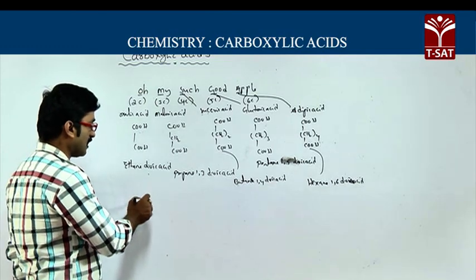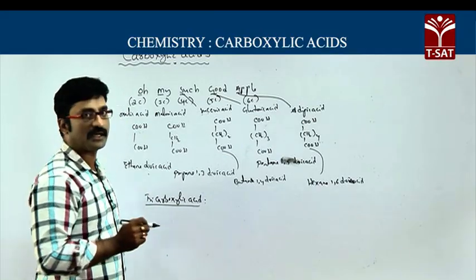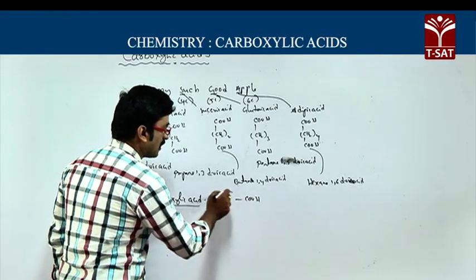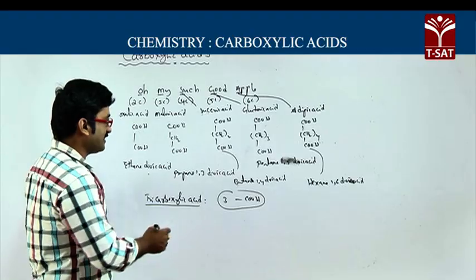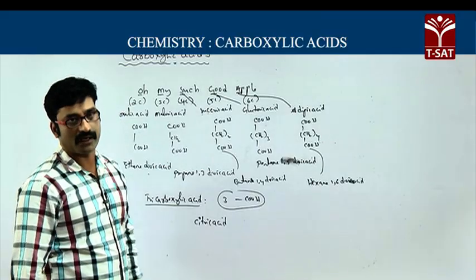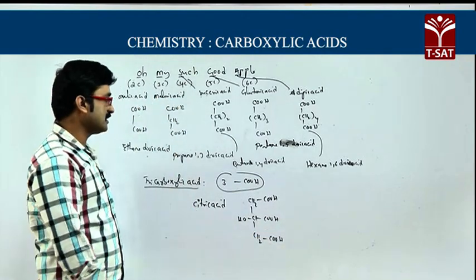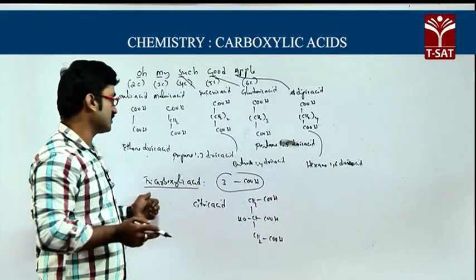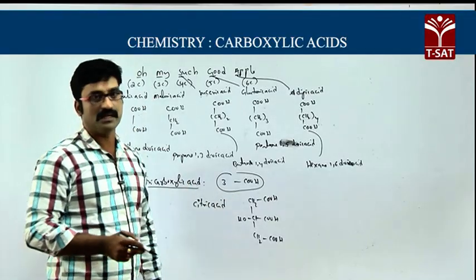Now we will go for tricarboxylic acid. When it comes to tricarboxylic acid, tri means 3. The carboxylic acids which contain 3 COOH groups are called what? Tricarboxylic acids. The best example of tricarboxylic acid is citric acid. Citric acid is the example of tricarboxylic acid, and this is its formula. How many COOH groups are there in this compound? 3 are there. That is why it is called tricarboxylic acid, and the common name is citric acid, and it is obtained from citrus fruits.